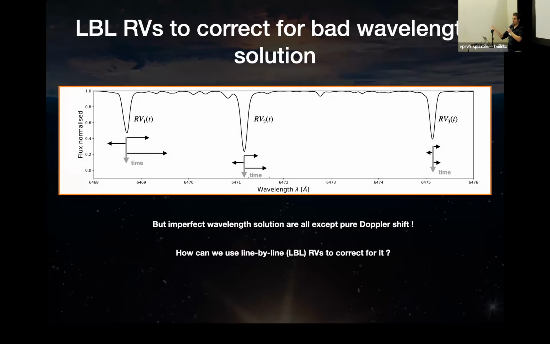So some lines are more affected. This is what Xavier showed just before. On the side of the detector, you have those wiggles, and you have several lines that are affected by those wiggles. And so you can try to use that to decorrelate or to correct for the effect.